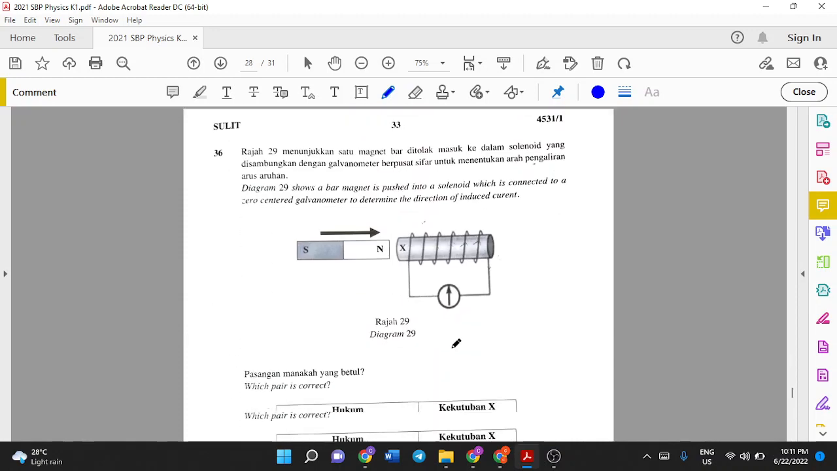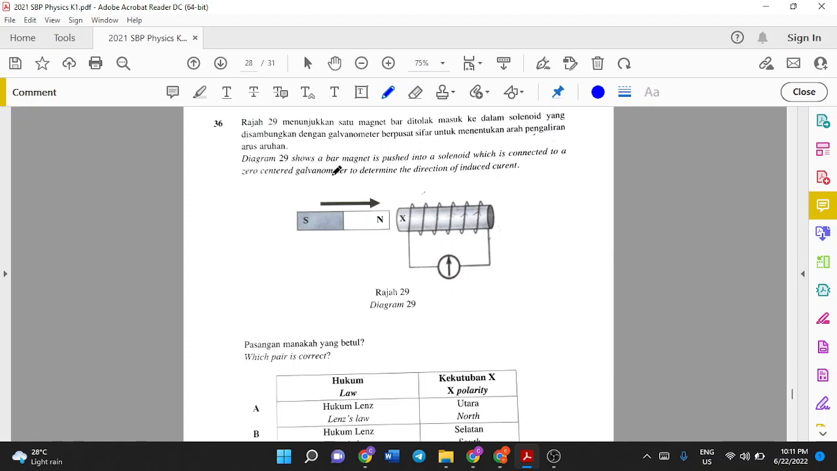Okay. 36. Diagram 29 shows a bar magnet is pushed into a solenoid. So this is the solenoid, which is connected to a zero-centered galvanometer. So just revision, a galvanometer is used to measure small currents. They are more sensitive to currents as compared to our normal ammeter. So a zero-centered galvanometer is used to determine the direction of induced currents.